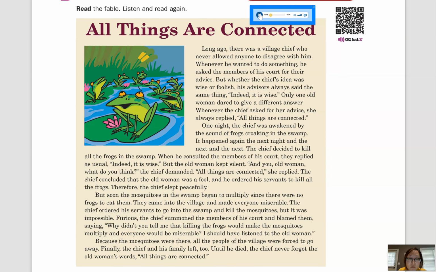Page 116, Exercise 2. All things are connected. Long ago, there was a village chief who never allowed anyone to disagree with him. Whenever he wanted to do something, he asked the members of his court for their advice. But whether the chief's idea was wise or foolish, his advisers always said the same thing. Indeed, it is wise. Only one old woman dared to give a different answer. Whenever the chief asked for her advice, she always replied, "All things are connected."